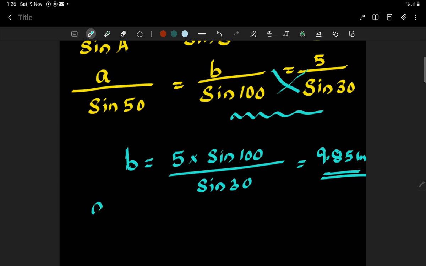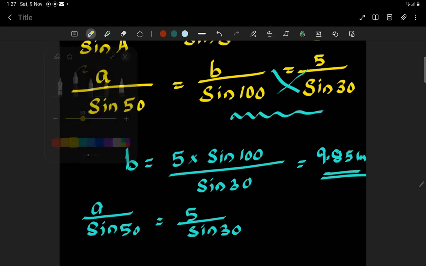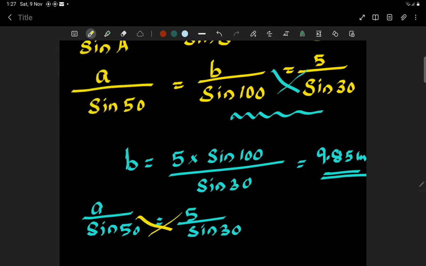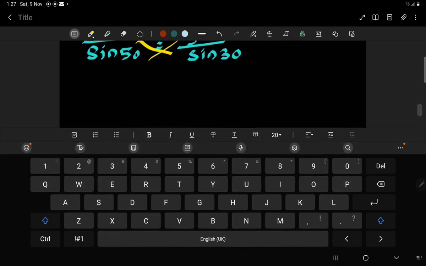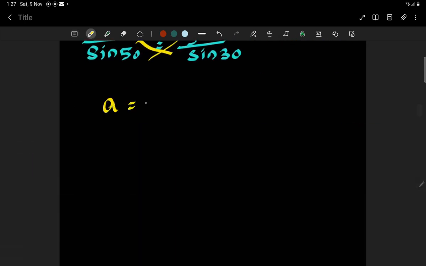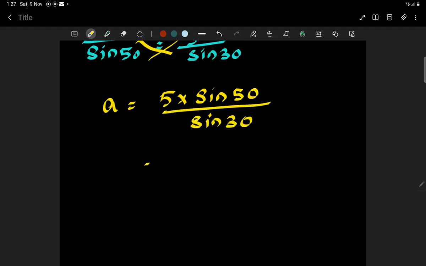After that you can combine the first one, a by sin 50, with the last one, 5 by sin 30. If you combine these two, you will get the value of a. So a is equal to 5 times sin 50 divided by sin 30. Use a calculator, and the answer is 7.66 centimeters.